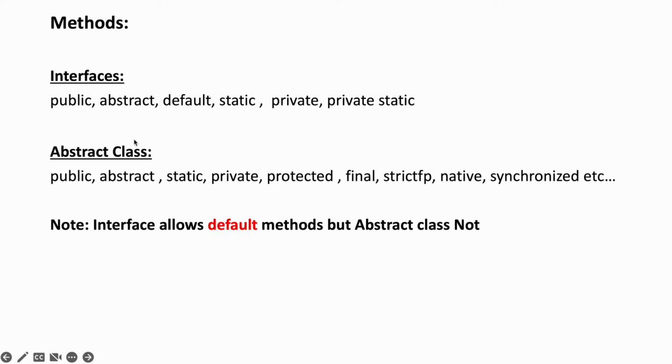When it comes to abstract class, there is no restriction. Abstract class can have public, abstract, static, private, protected, strictfp, native, synchronized, etc. We can define any other keywords also for abstract classes. Interfaces allow default methods from Java 8, but abstract class won't allow default methods. When you declare default for an abstract class method, it will give error.